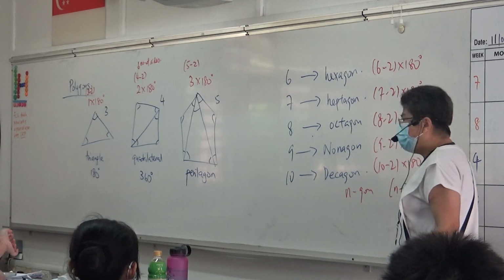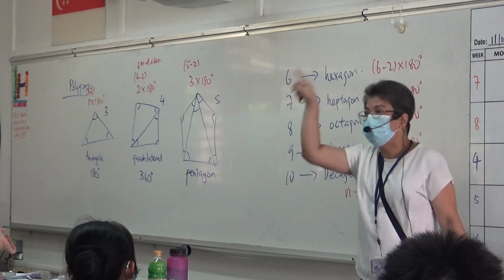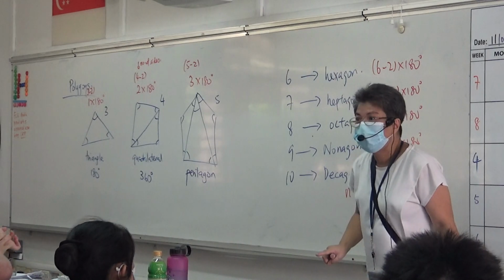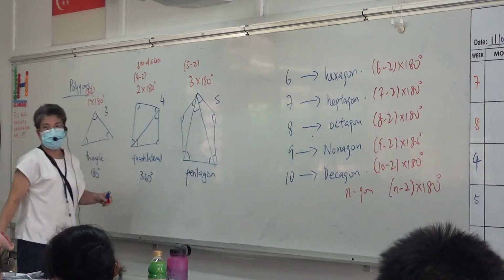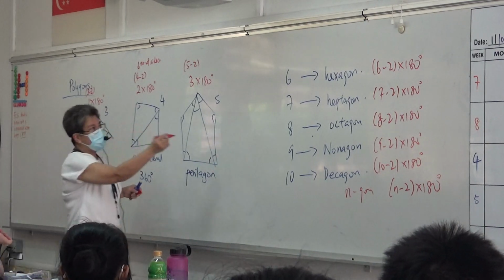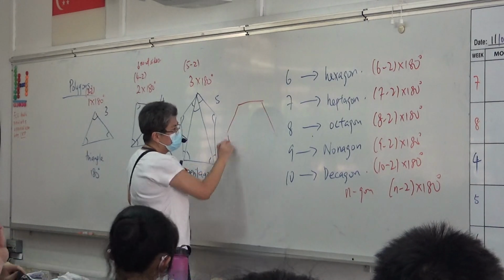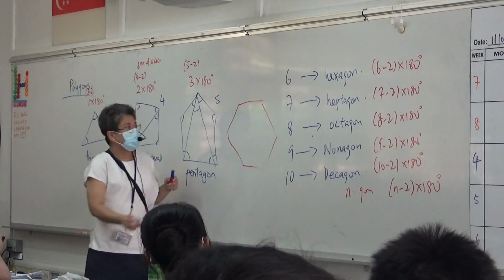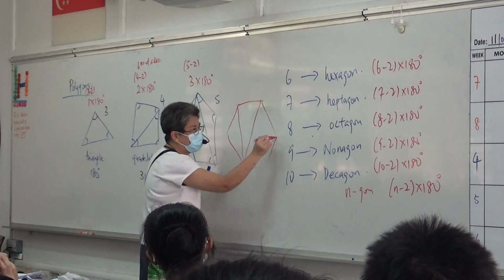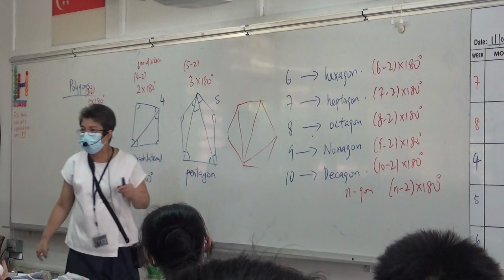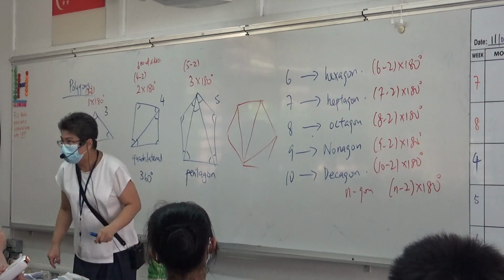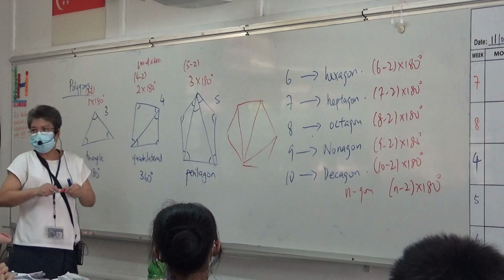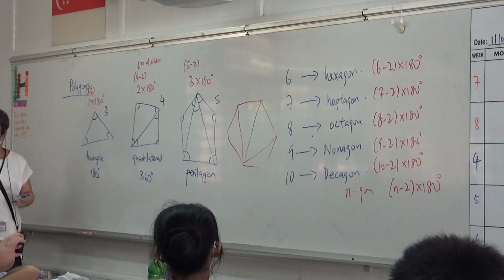And all these will mean the sum of all the interior angles. Understand? And it's derived from here. I use this pentagon as an example. If you want a hexagon, you can also draw a hexagon. Can you see that I can divide it into 4 triangles? 1, 2, 3, 4. That's why it's 4 times 180, which is 6 minus 2. Everybody clear now?